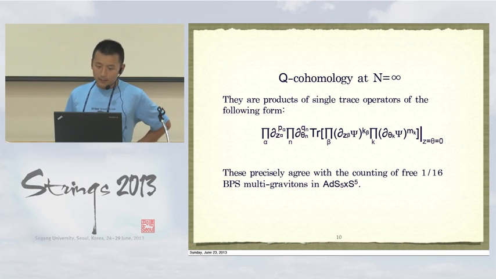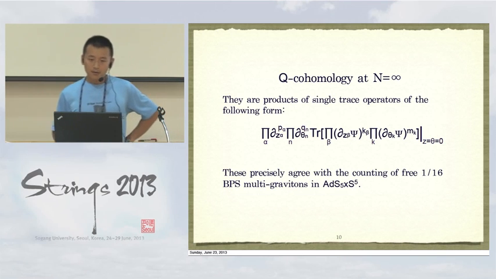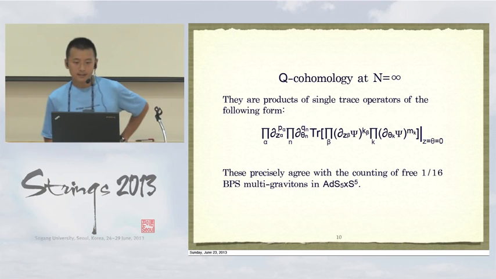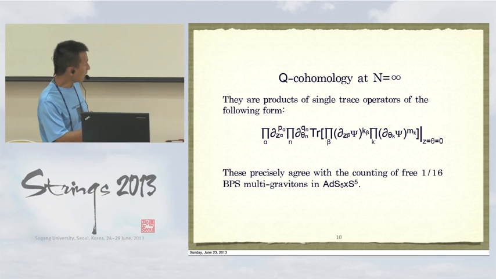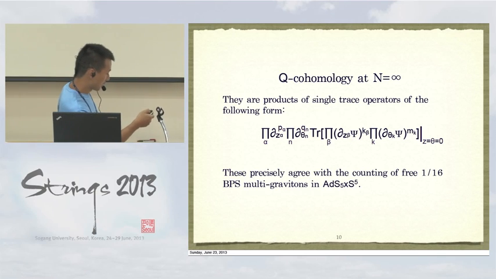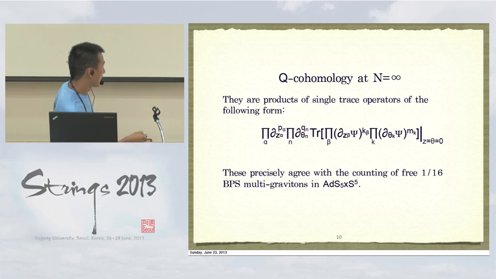In the infinite n limit, for any operators of fixed dimension, the Q cohomology classes are represented by products of single trace operators of this form. Let me explain this expression. Here I've got a single trace, and I can take products of these. I just write one trace.